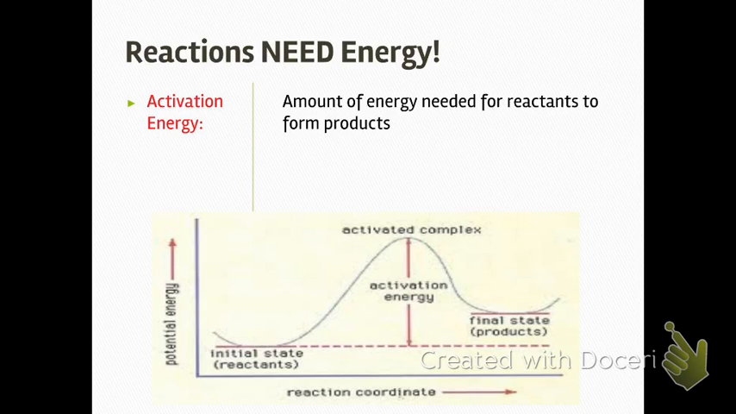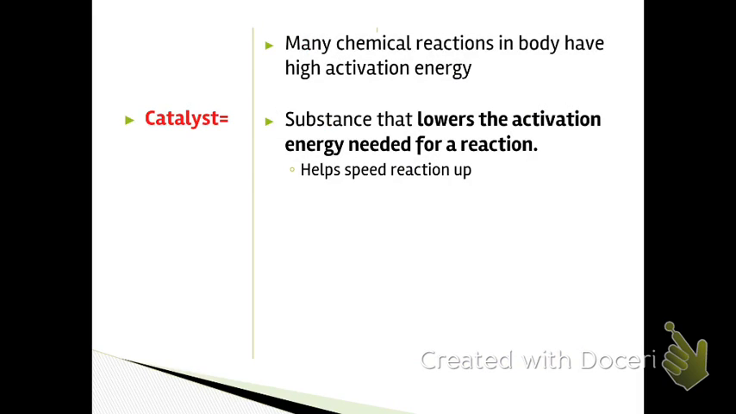In any chemical reaction, in order for the reaction to proceed, you need a certain amount of energy. It's the amount of energy needed for reactants to form products. Sometimes the activation energy can be really high, and sometimes there is a very low activation energy, which means the reaction happens pretty quickly. In your body, most things have high activation energy.